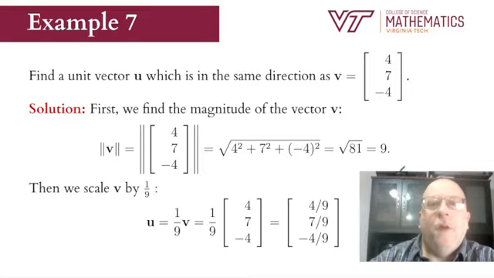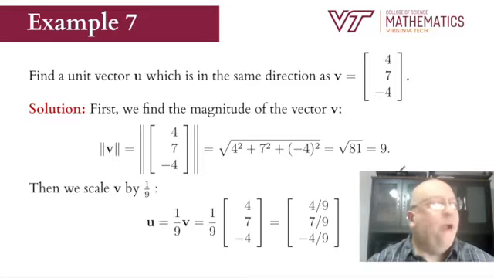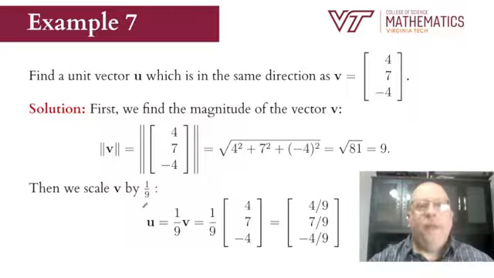This is all summarized on this slide here. We calculate the magnitude of the vector, which is 9. Then we divide the vector by 9, or we multiply it by 1/9. That's the same thing. And that gives us a vector 4/9, 7/9, negative 4/9.